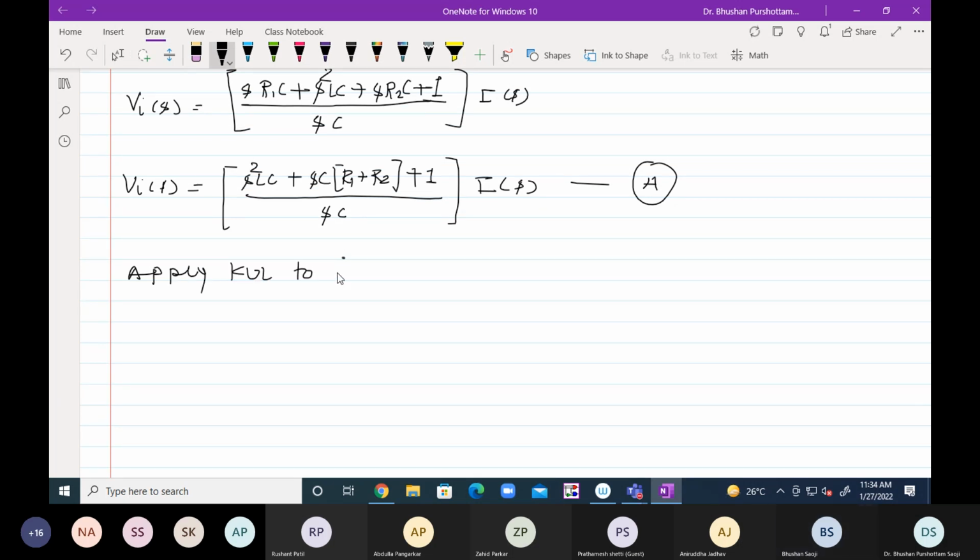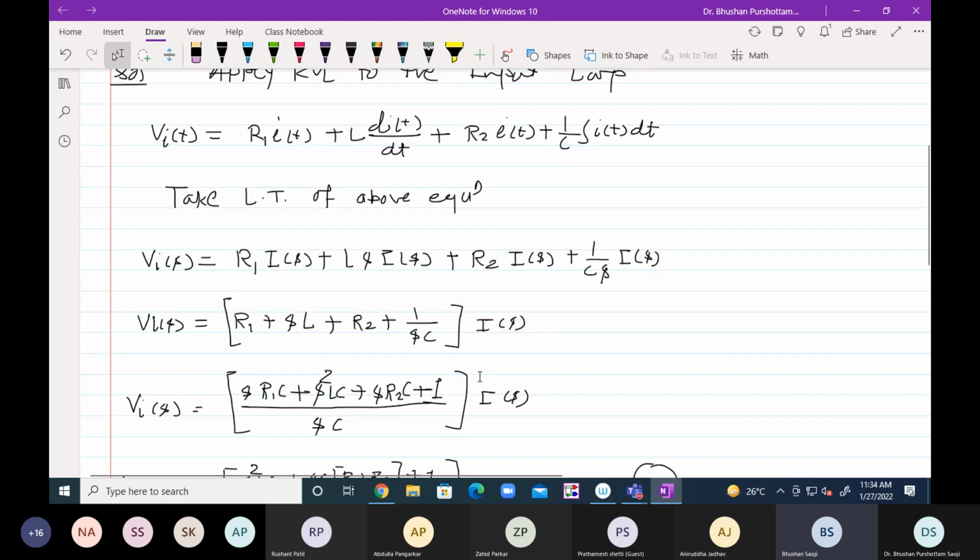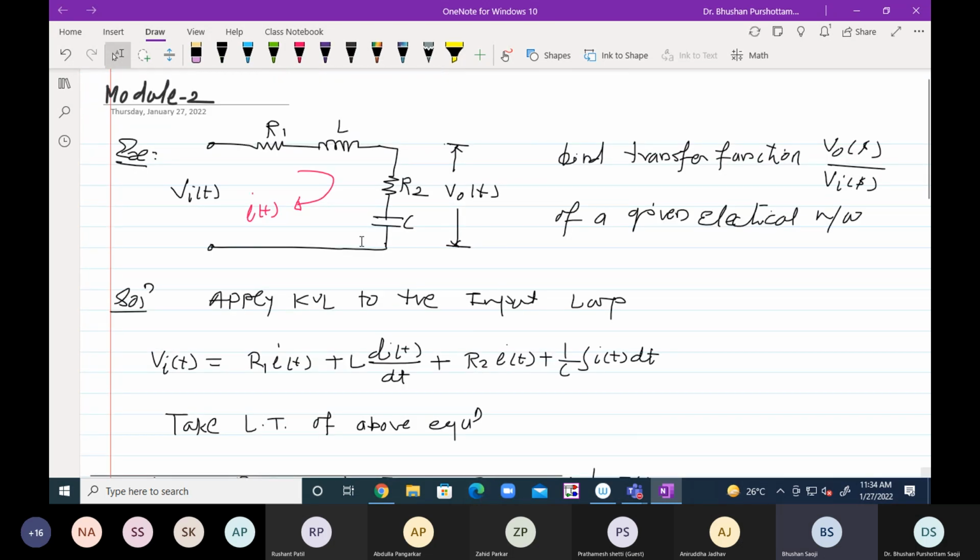Now apply KVL to the output loop. Now see here, in the output loop, the output is taken across R2 and C. See the figure. In the figure, the output is taken across R2 and C, and the current flowing through R2 and C is I of t, that we have assumed. So we will apply the KVL to this one.